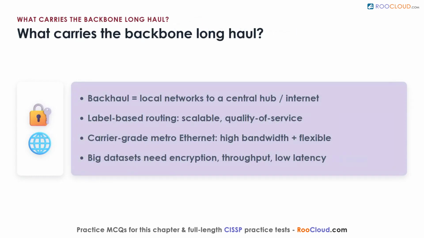What carries the long haul in the backbone today? The segment linking local networks to a central hub or the wider internet is the backhaul, and a few technologies dominate it. A label-based routing approach is a common choice, tagging packets for fast, scalable routing across many locations with quality of service controls. Ethernet-based options like carrier-grade Metro Ethernet also serve backhaul well, offering high bandwidth and flexibility across towers, offices, and data centers. These high-capacity links increasingly move the enormous datasets behind modern analytics and model training, which demands strong end-to-end encryption to guard confidentiality and prevent tampering, together with heavy throughput and low latency.